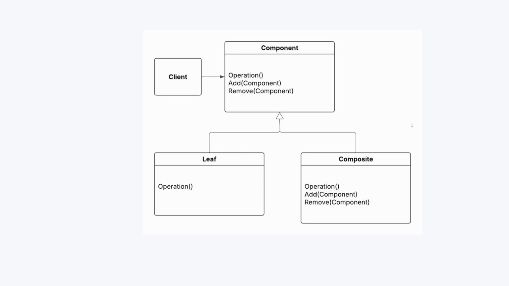The leaf and composite inherit from component. Let's start with the composite. As you can see, the composite implements every method from the component. Typically, it has a collection to which components can be added and removed. Components meaning both leaves and composites. And the leaf only inherits the operation. This is because it is the final node and it should not have a collection of composites and leaves.